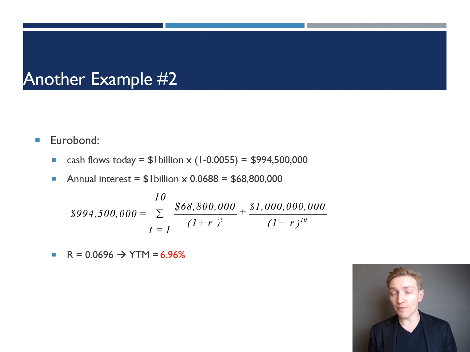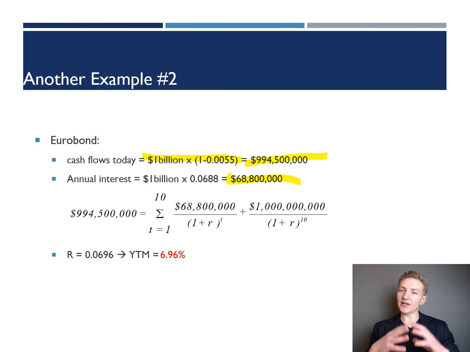Now for the Eurobond, we've got a slightly different situation, but it's going to be very similar logic. For our Eurobond here, let's first look at how much we receive from the proceeds. It will be $1 billion minus 0.55%. So for the Eurobond, we're going to receive 994 million of those dollars. Now let's have a look at our interest. Our interest rate was 6.88%. So on an annual basis, we'd be paying 68 million US dollars per annum in interest here.